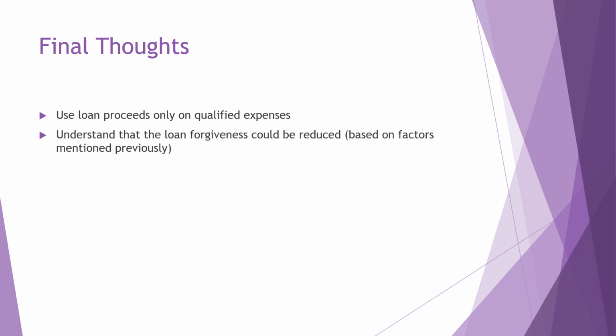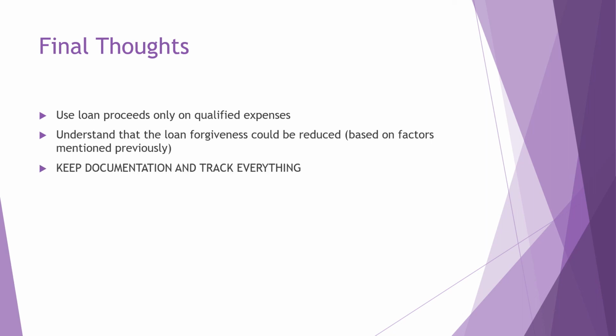So just some final thoughts and summarizing here. You want to make sure that you use your loan proceeds only on qualified expenses. You could get in trouble if you use them for other things. So just use them for those qualified expenses we went over: payroll, mortgage interest, utilities, and rent. Understand that the loan forgiveness could be reduced based on those factors that we went over earlier: the full-time equivalent employees, the reduction in employee wages, or if you use too much on non-payroll items.